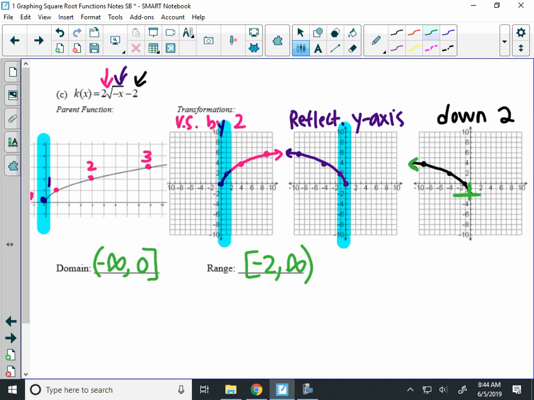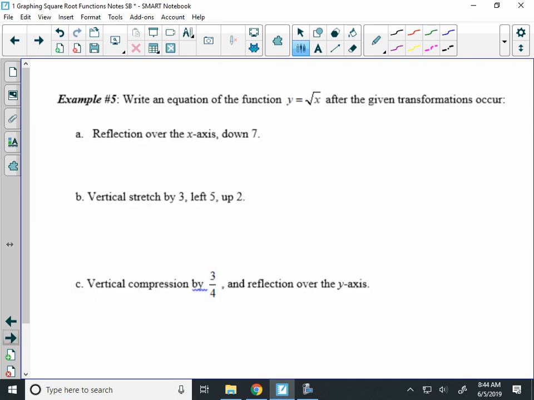All right, last little bit here. I'm just going to talk about writing the equations given the transformations that are stated. So we're going to transform y equals square root of x. When I reflect over the x-axis, remember that means you have a negative in front of the radical. And then down 7 happens outside the radical as minus 7. So that's your equation, negative square root of x minus 7.